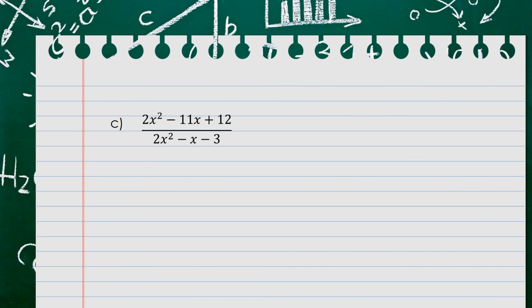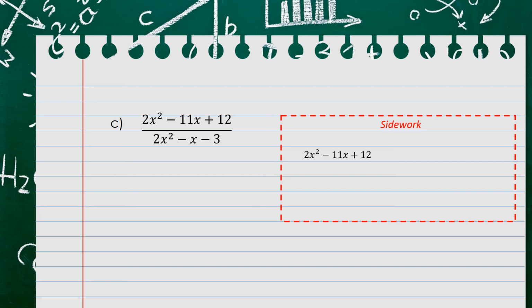Example C, 2x squared minus 11x plus 12 all over 2x squared minus x minus 3. So again, we are going to have work on the side of your paper. Starting in the numerator, 2x squared minus 11x plus 12. Because we're factoring, we always start with, do they have anything in common? And in this case, they do not. So now we would do the AC method, your first times your last, and then expand your middle term.